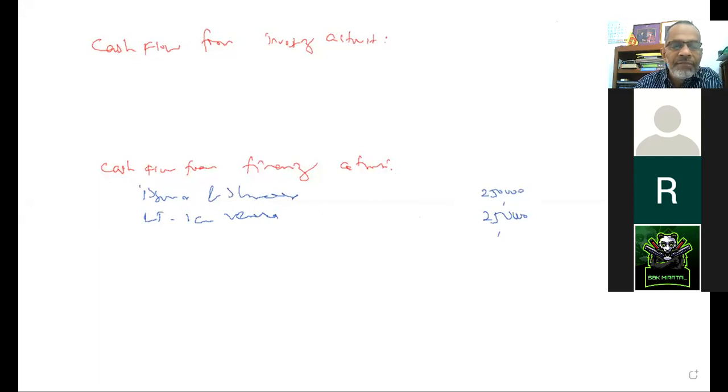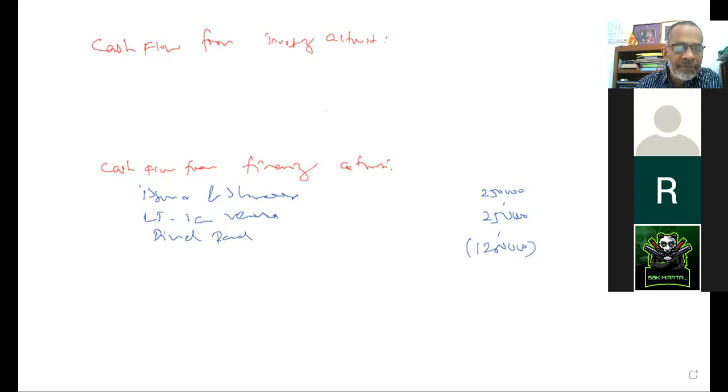Third one, dividend paid to shareholders 1,200,000, that is also a financing activity. Dividend paid 1,200,000 would be credited as a minus.